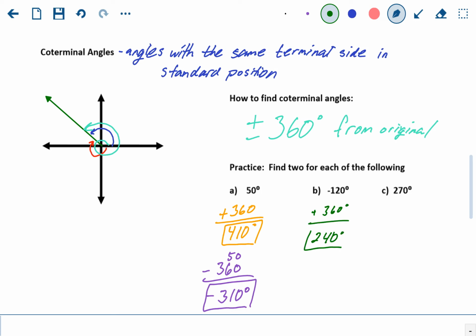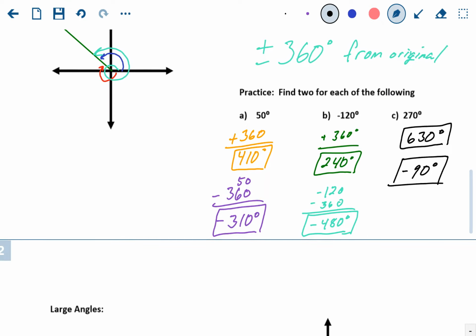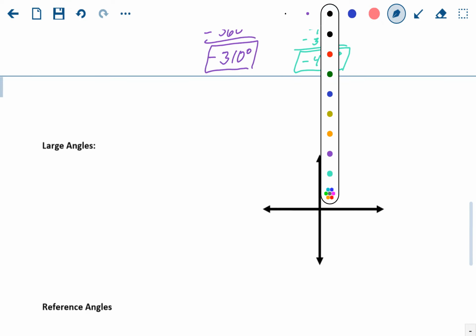Same thing on B. Add 360 to negative 120 to get 240, and negative 120 and 240 have the same terminal side. And those 2 also share a terminal side with negative 480 when you subtract. And then 270 degrees, 630 degrees, and negative 90 degrees, again, all represent the same terminal side, not the same angle measurement, but the same angle in this plane, in the XY plane.